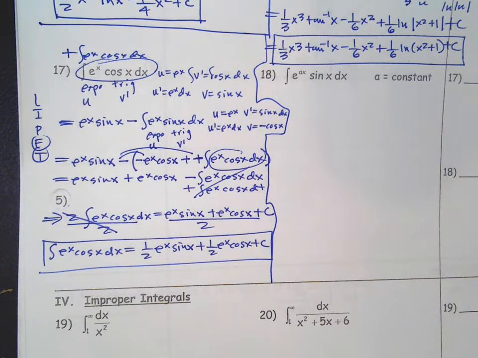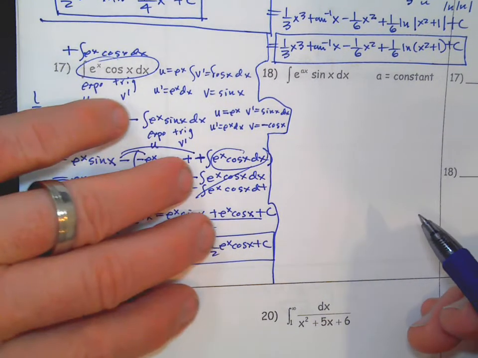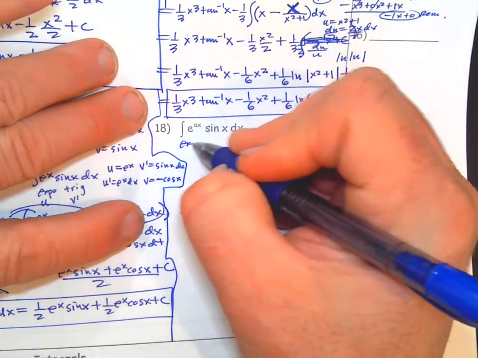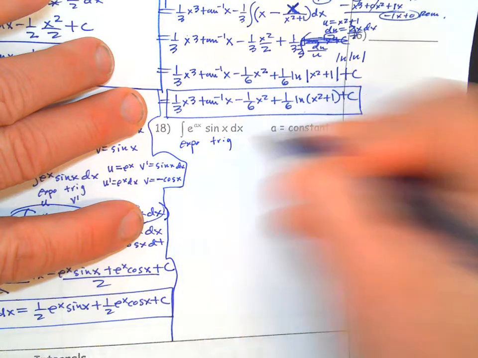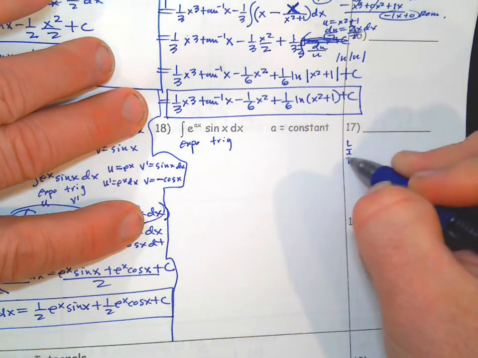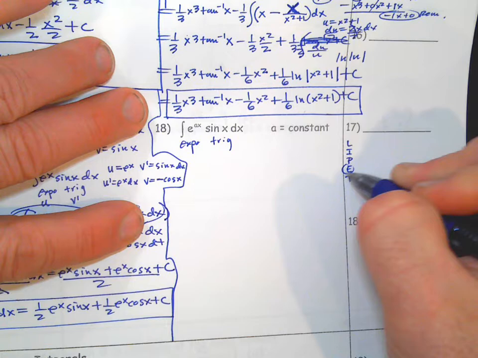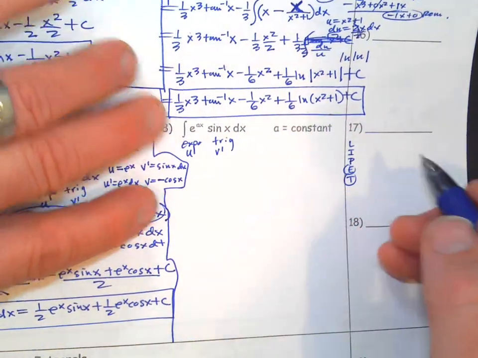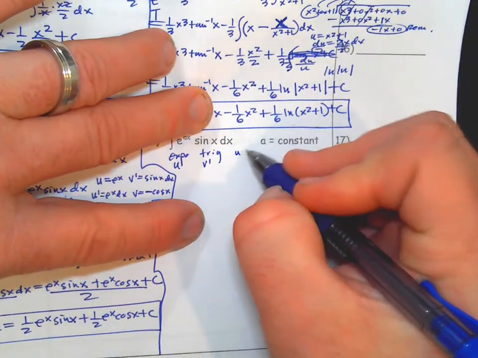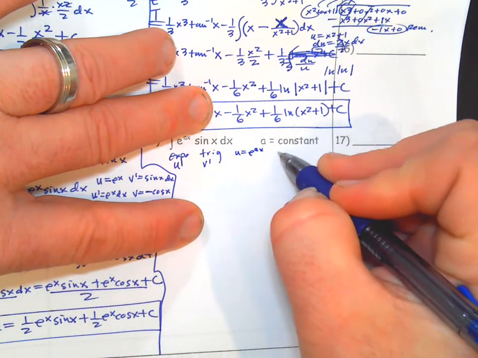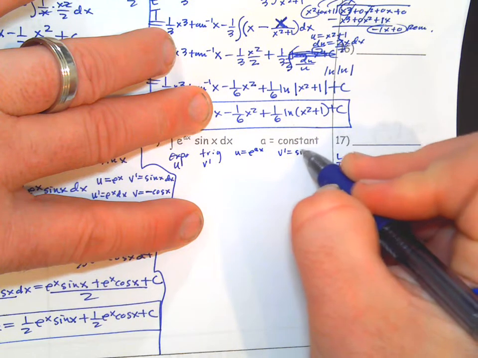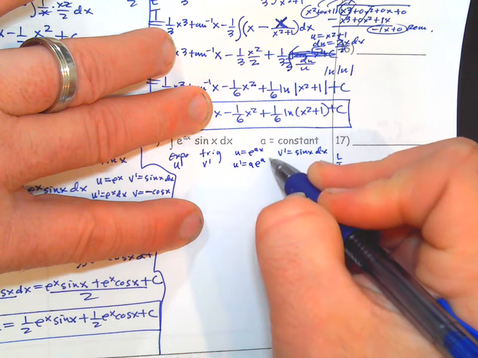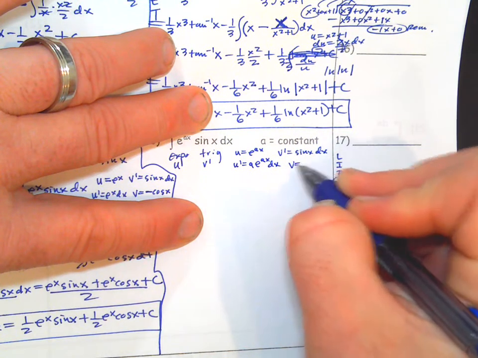And if you look at number 18, you should be like, it's gonna be kind of like that. So we have Expo and Trig. So this is going to be your U. This is your V prime. Now A is just some number. So that's going to probably end up being your answer, but it's just a constant. So U equals e to the ax. V prime equals sine x dx. So U prime equals a e to the ax dx, and V equals negative cosine x.